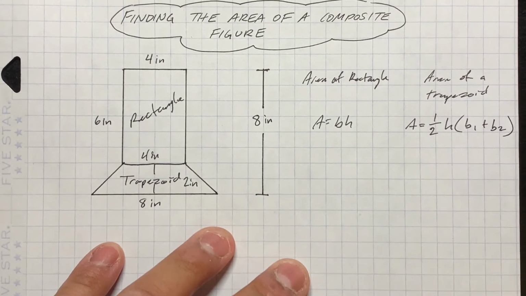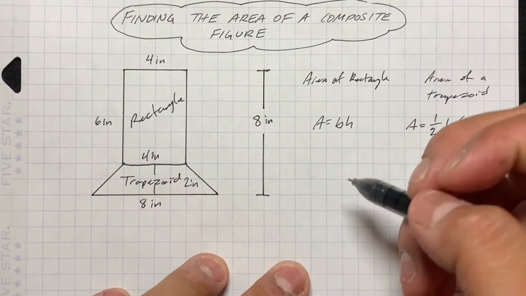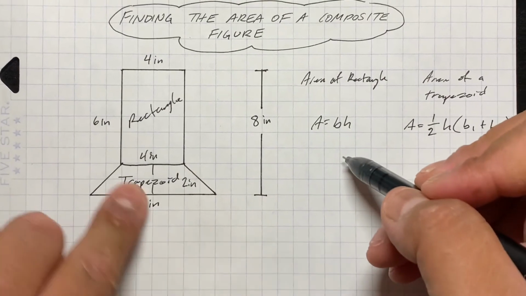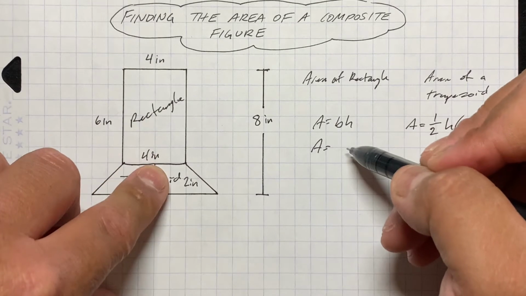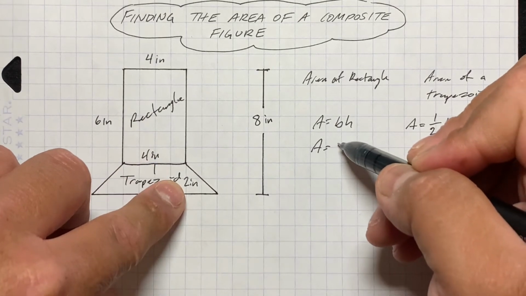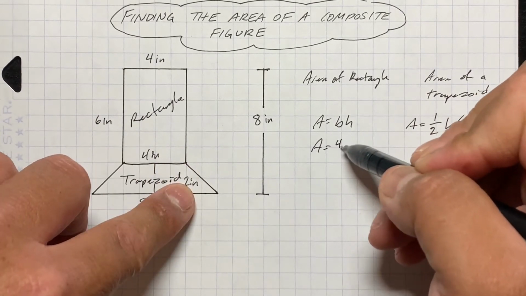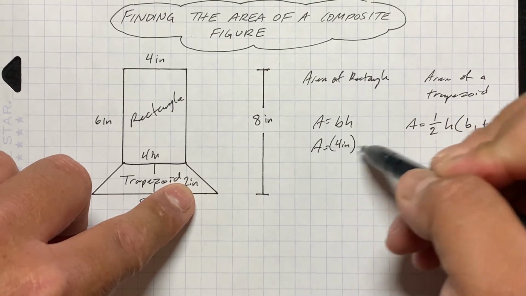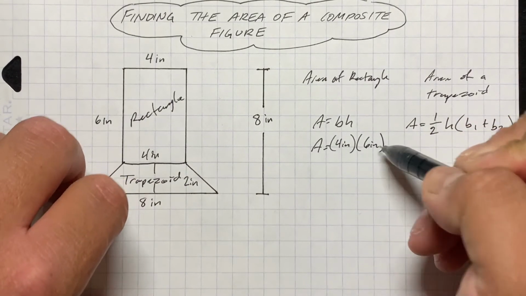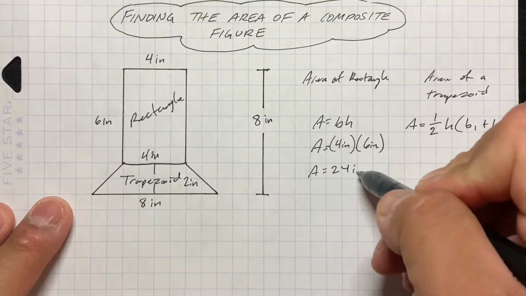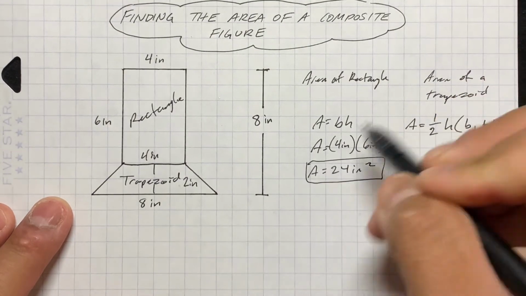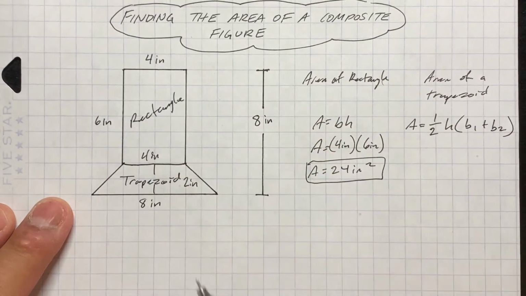All right, so here we go. Let's substitute the values for the rectangle. So the rectangle here has a base of 4 inches and a height of 6 inches. 4 times 6 is going to equal 24. So this is 24 inches squared. That's the area for the rectangle right here, 24 inches squared.